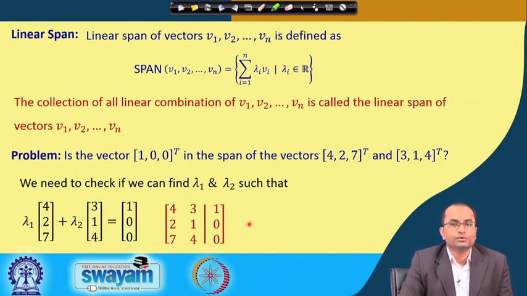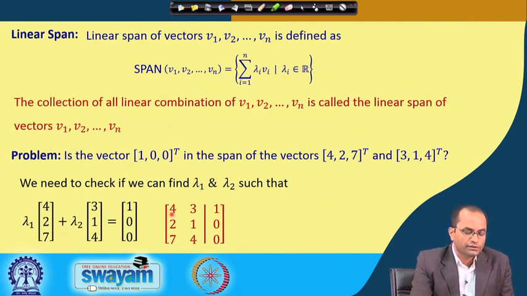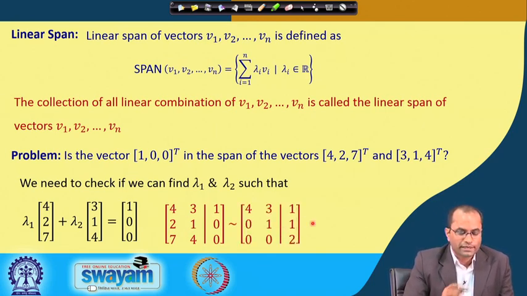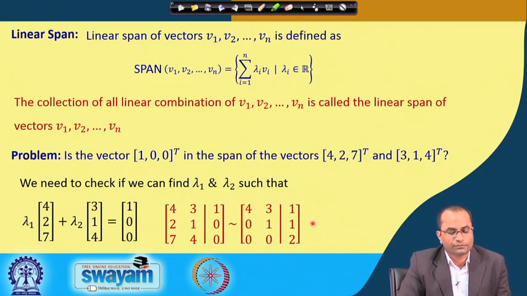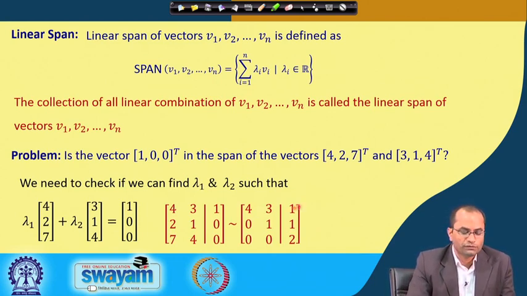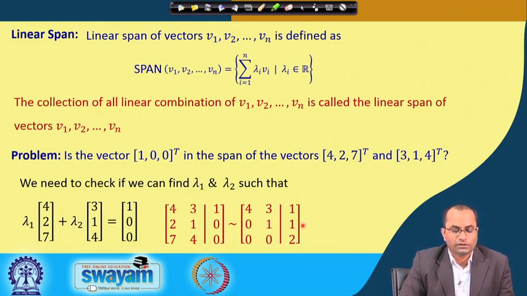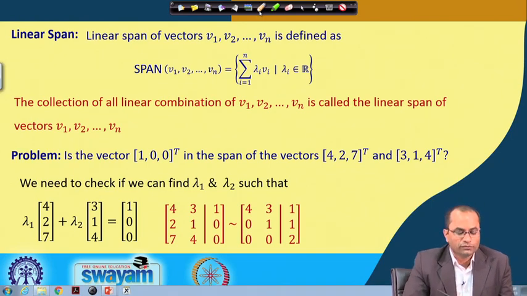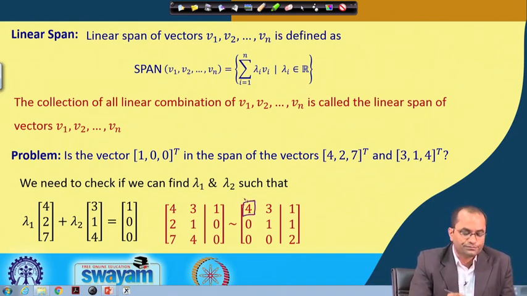Now, we need to reduce it to the row reduced echelon form, and we have explained that idea several times. We need to make this element 0, then this element 0 with the help of equation number 1, and then we need to make this element 0 with the help of equation number 2. Doing so, I am writing directly here what the reduced echelon form will be: 4 3 1, then 0 1 1, and 0 0 2. So, this is the row reduced echelon form.